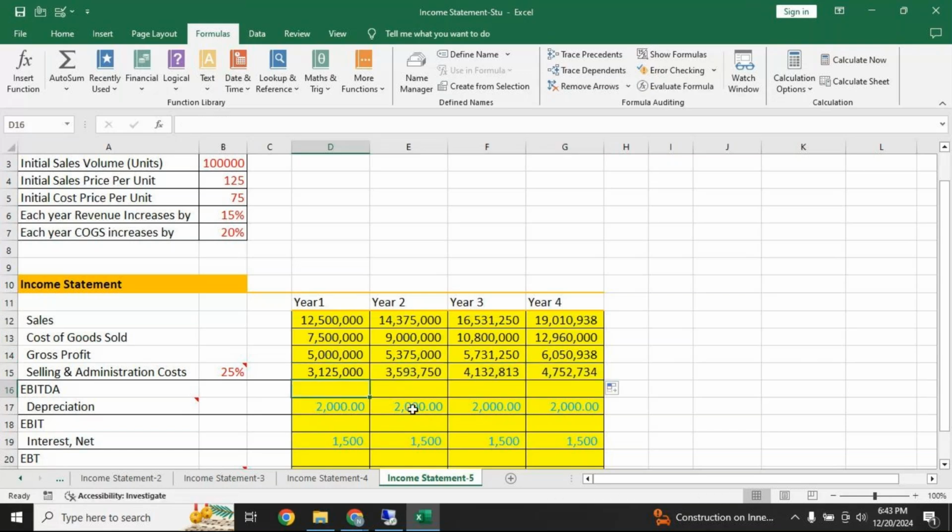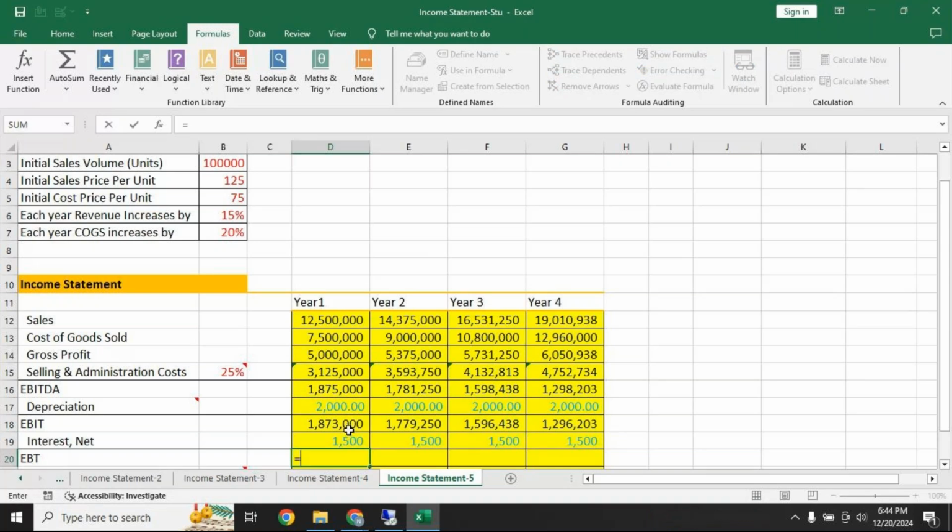So next one, it is EBITDA. That will be gross profit minus the selling and administration cost. I'll take this gross profit minus administration cost. So this value is done. Now depreciation, they have already told this is the depreciation amount. So EBIT equals EBITDA minus the depreciation. Then EBT, earning before tax, will be EBIT minus interest.